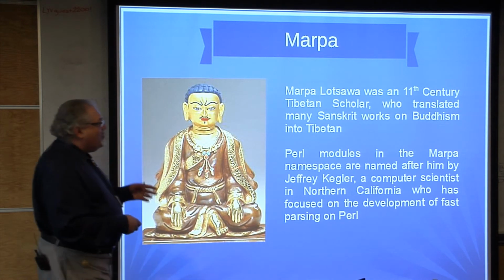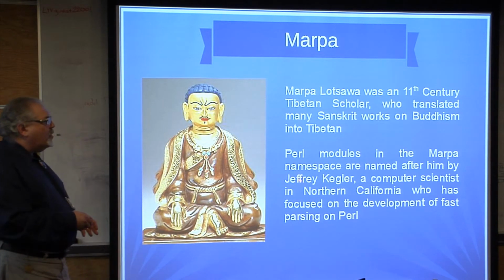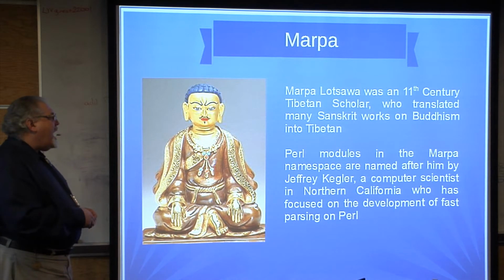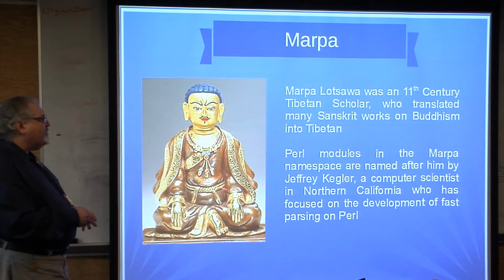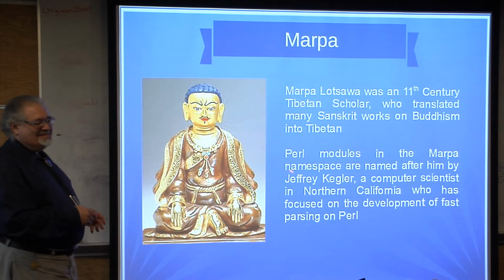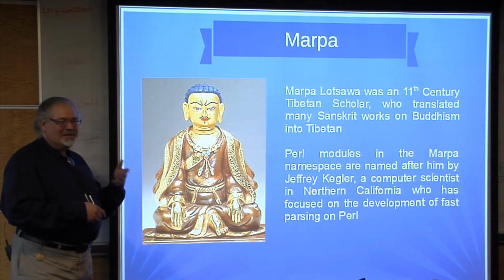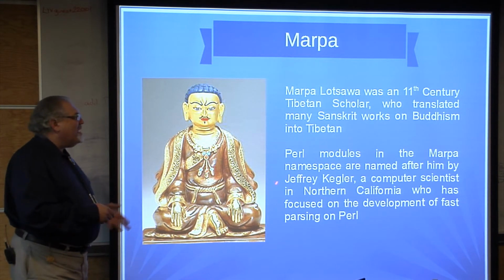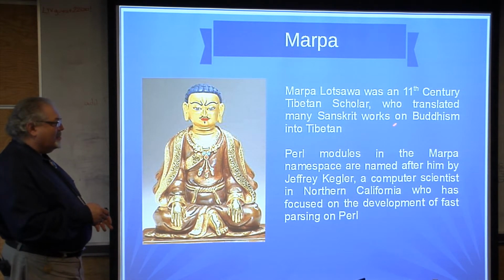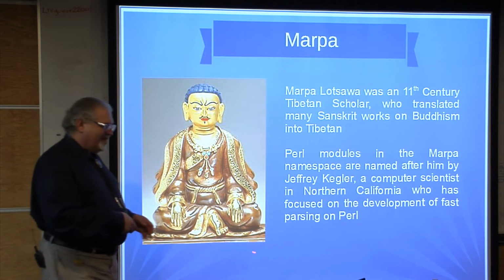So why is it called Marpa? Jeffrey Kegler wrote the module. He's a computer scientist in Northern California. He's always been interested in fast parsing in Perl, and he's interested in the history of Buddhism. So Marpa Lotsawa was a translator, and that's why the code is called Marpa. He was very famous because he translated lots of works on Buddhism into Tibetan.